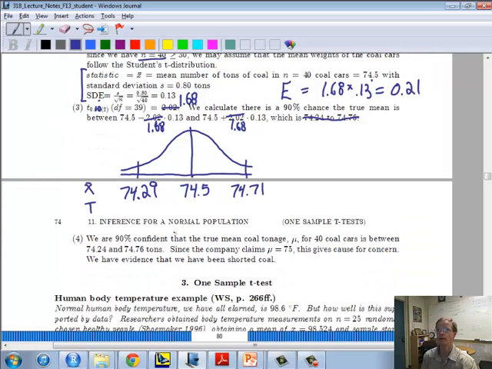So we can say we're 90% confident that the true average is 74.29 to 74.71 tons. Now, the manufacturer is claiming 75 tons. So we have a problem here. We have been shorted some coal, evidently, and that's something that we would need to take up with the manufacturer based upon our data.